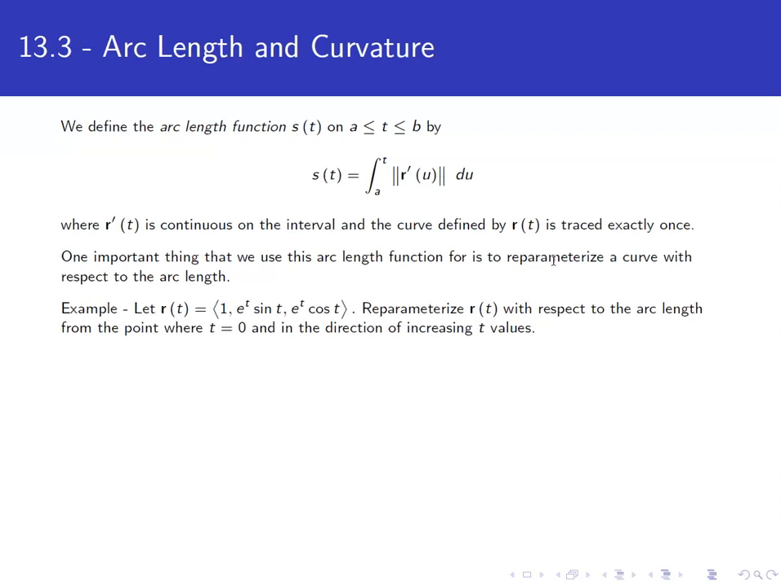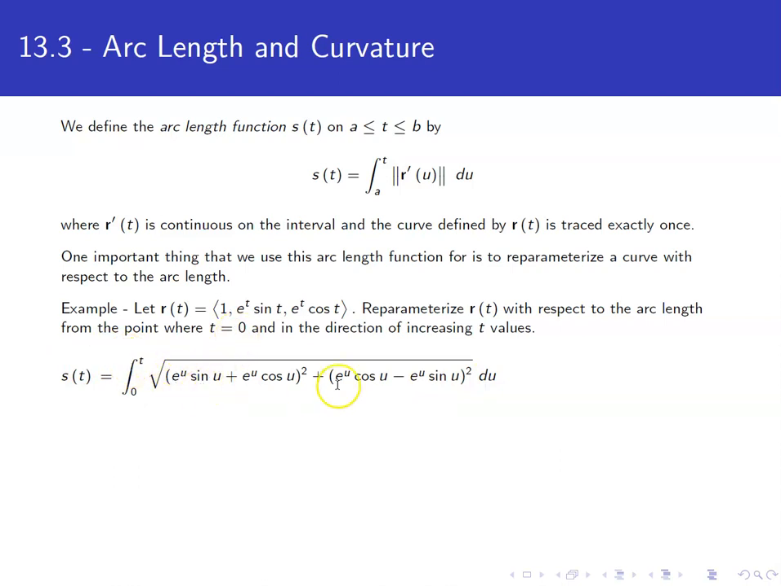So let's look at this example where we have the vector valued function 1, e to the t sine t, e to the t cosine t, and we're being asked to reparameterize this vector valued function with respect to the arc length starting at t equal to 0. So we would first differentiate the vector valued function. And we're using u's here for the derivatives rather than t's because we've got t up in the upper limit of integration.